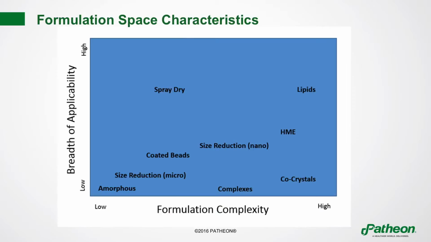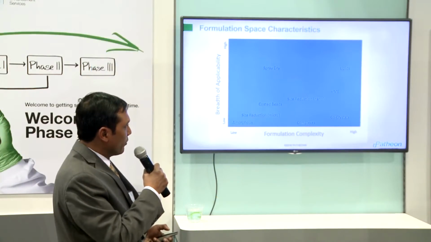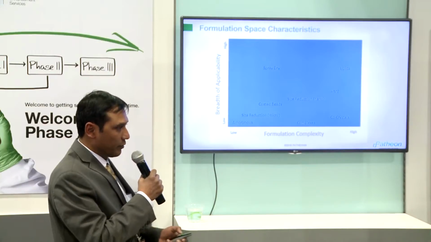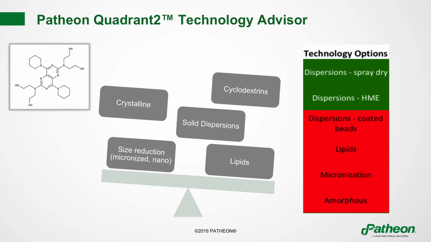What I'm showing you here is the formulation space characteristics of poorly soluble compounds. These are the various technologies that people are using in the industry, and they are very well known. What we've done here is create a map of the various technologies showing the formulation complexity and the breadth of applicability. The reason we did this was we wanted to develop a technology selection tool based on the complexity of the formulation, the breadth of applicability, and the API physicochemical properties. There's a poster that I presented half an hour ago, and you're welcome to take copies of that.